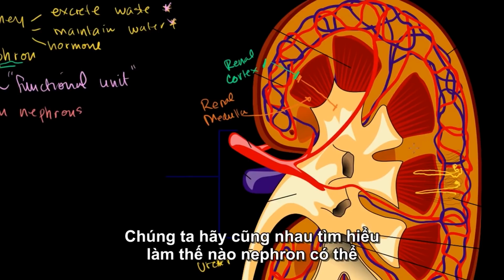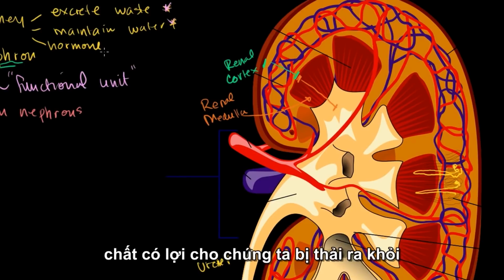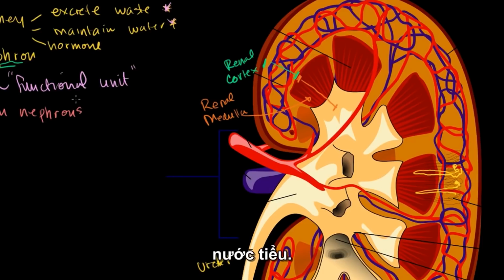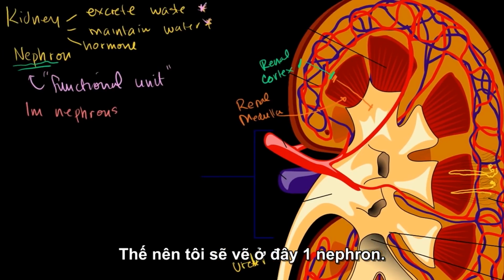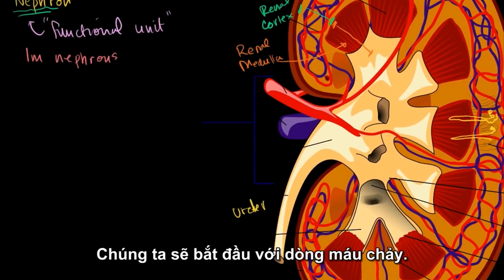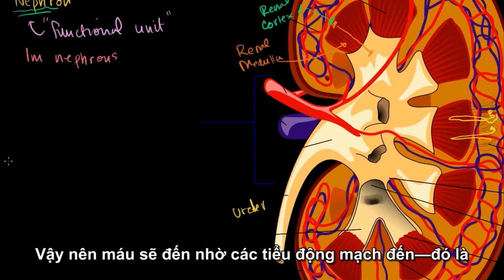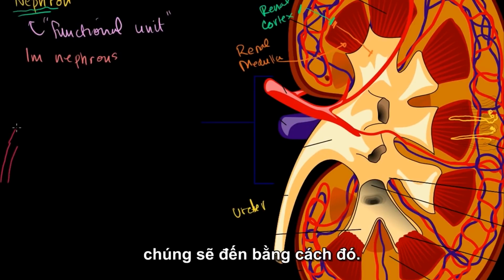Well, with that said, let's figure out how a nephron filters the blood and makes sure that not too much water, not too much of the good stuff in our blood ends up in the urine. So let me draw here a nephron. So I'm going to start like this. I'm going to start with the blood flow. So the blood's going to come in an arteriole. Or arterial capillary, you could say. So it's going to come in like that.